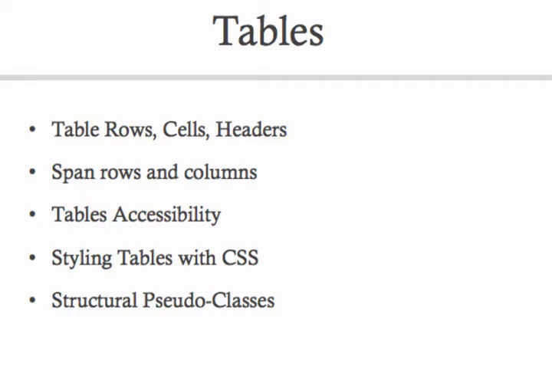In this lecture, we'll talk about tables. First, we'll talk about table rows, cells, and headers, then how to span rows and columns, then how to make a table for accessibility, then we'll talk about styling tables with CSS and structural pseudo classes in CSS.